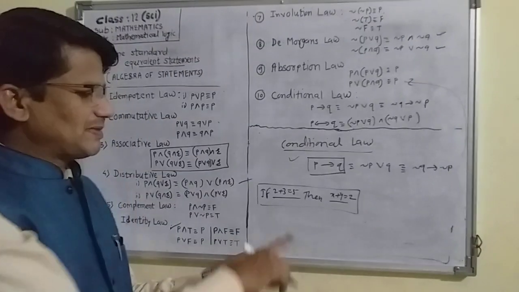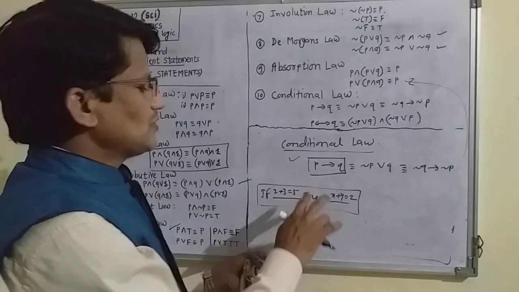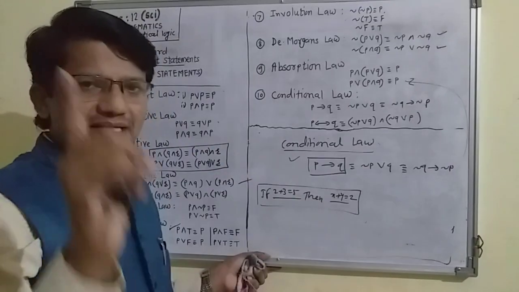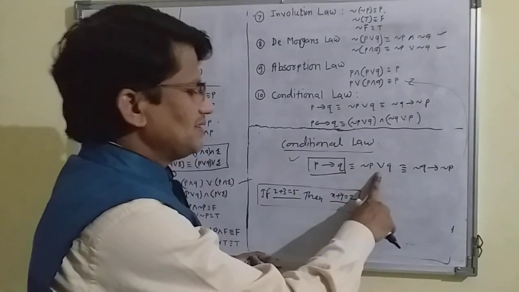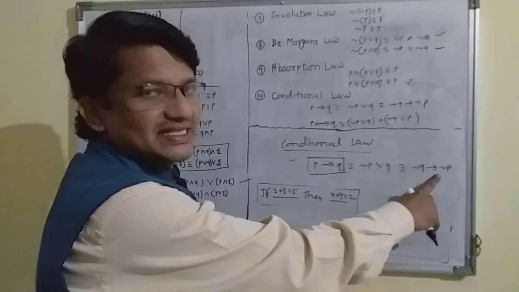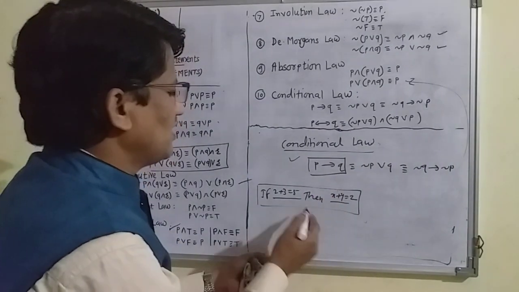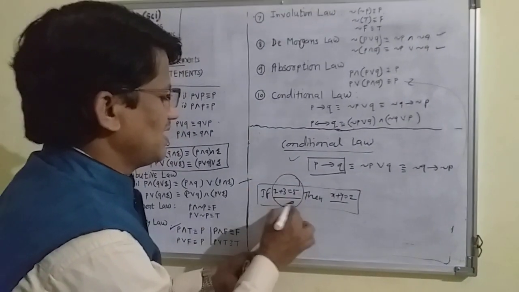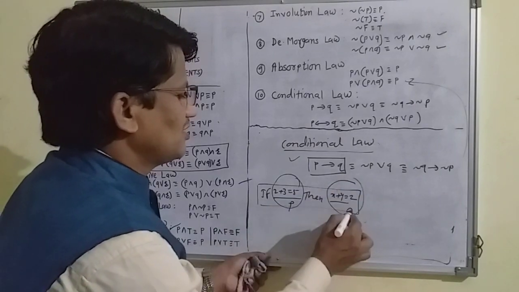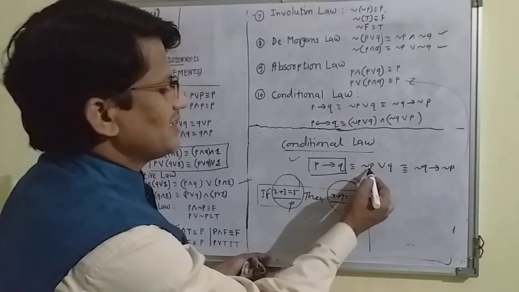Suppose this type of statement. This statement can be represented in this way or the other way. What is this way? Negation of P. This part is P, and the other part is Q. What will be the result of this?